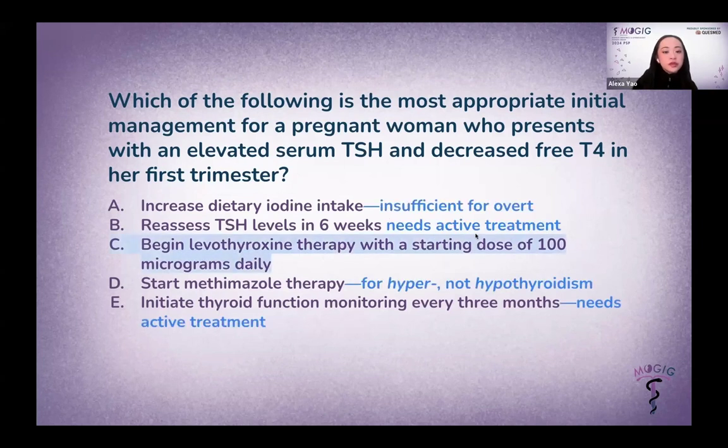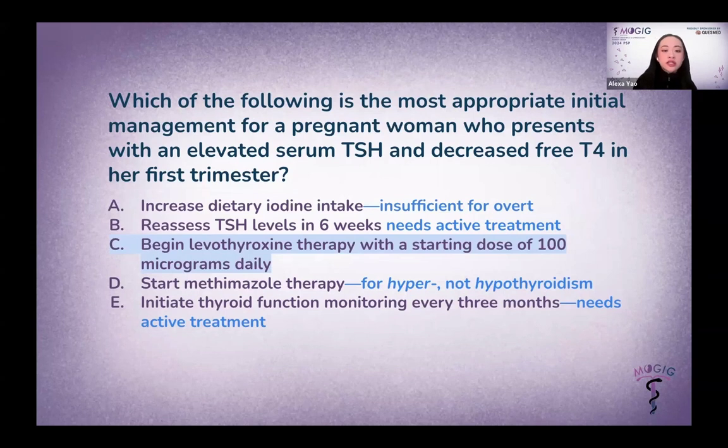Otherwise, we'll move on. Okay, so the correct answer is C. In this case, we're looking at overt hypothyroidism, and so it must be treated with levothyroxine. Options B and E, which are basically monitoring and not commencing pharmacological intervention, wouldn't address the elevated TSH, and that's something that should be corrected in order to avoid adverse outcomes.